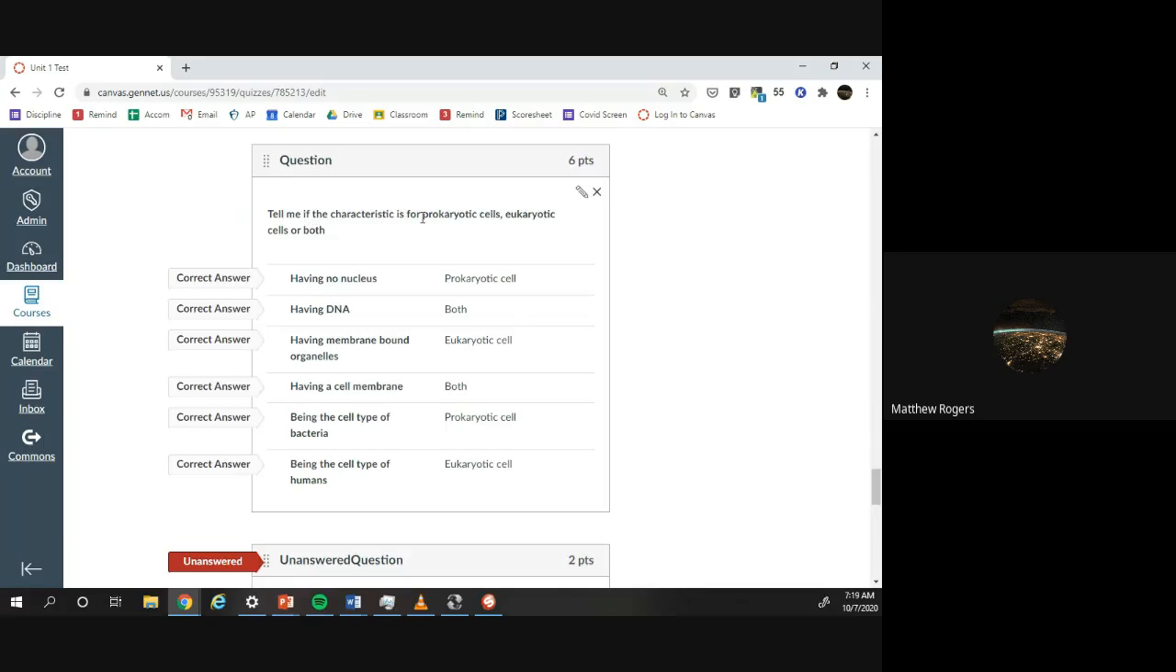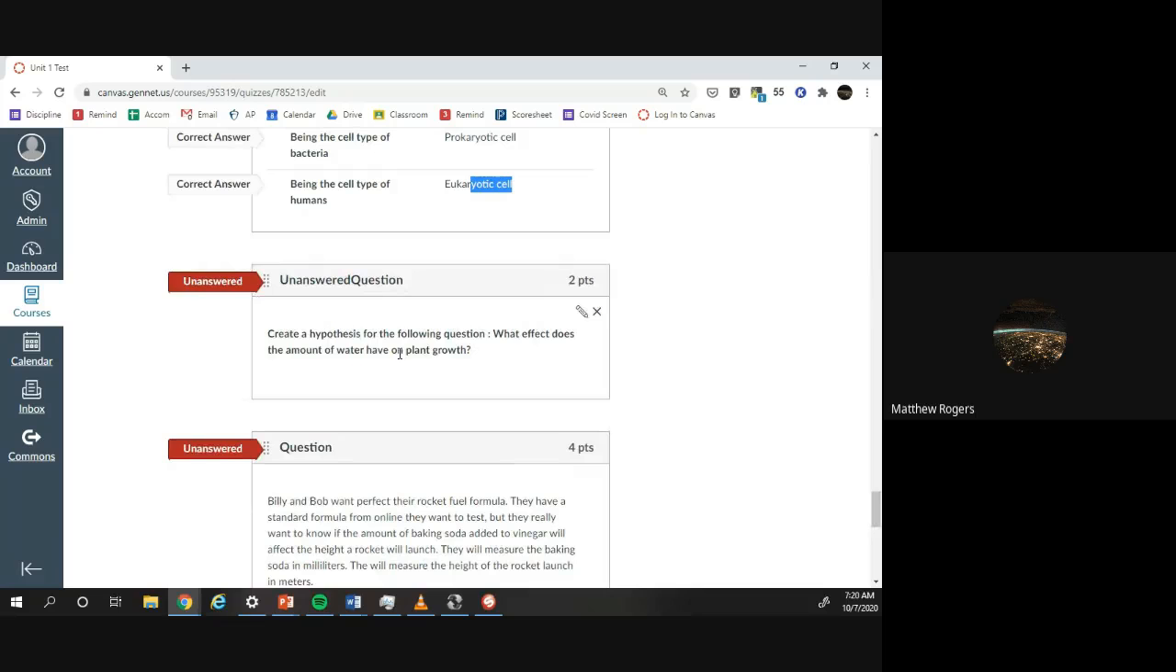All right. Tell me if the characteristic is for prokaryotic cells, eukaryotic cells, or both. Having no nucleus, that's prokaryotic cells. Having DNA, both of them have DNA. Having membrane-bound organelles, that's a eukaryotic cell thing. Anything that makes a cell more advanced is going to be eukaryotic. Having a cell membrane, that's just the outer membrane that keeps the cell together. That's both. Being the cell type of bacteria, that's prokaryotic, and being the cell type of humans, that's eukaryotic.